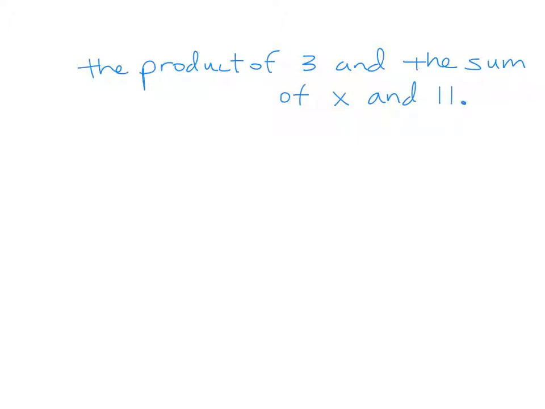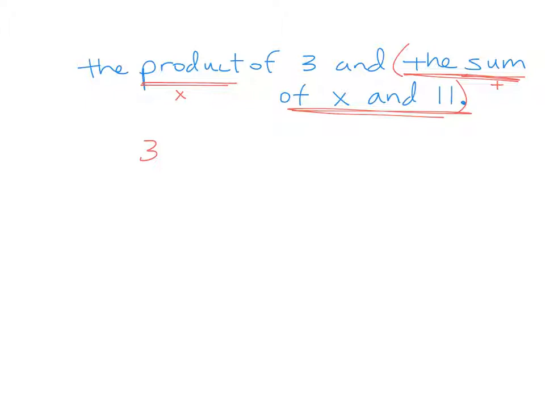Okay, so think about what's happening here. This is saying product. What's product? Multiplication. What's sum? Addition. Okay, so it's the product of 3 and something, and that something is the sum of x and 11. And there's no less than or more than, so we don't need to switch our order, right? So 3 times something, but you're multiplying that 3 by this whole thing, x and 11's sum.